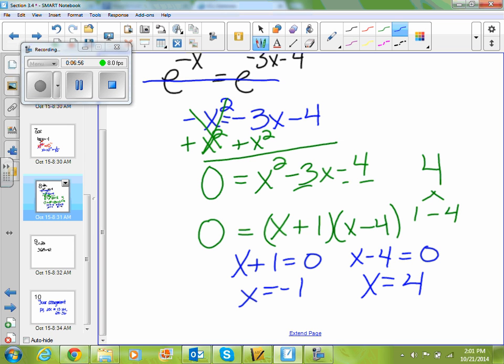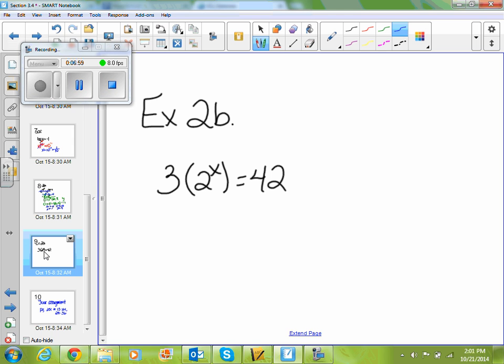Okay. Let's do one more, and then you guys can get started. So I'm given 3 times 2 to the x power equals 42. Okay, so I'm going to work to get my x by itself, so what do we think we need to get rid of first? Divide by 3, perfect. So we'll divide both sides by 3, so that those 3's cancel. So then I'm given 2 to the x power equals, what's 42 divided by 3? 14. Okay, so I get 2 to the x power equals 14.